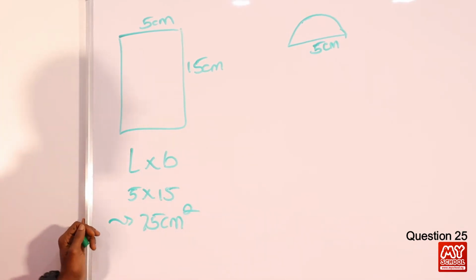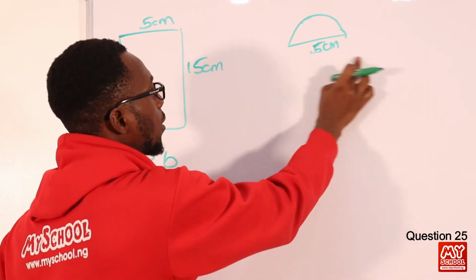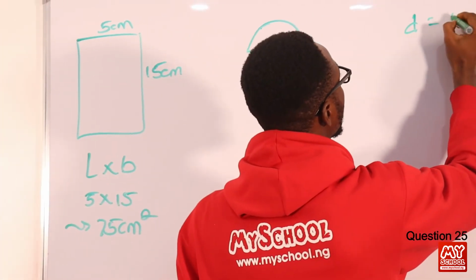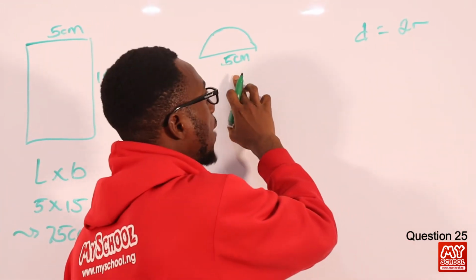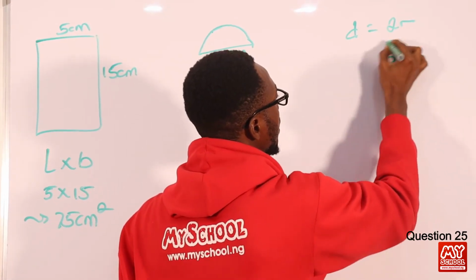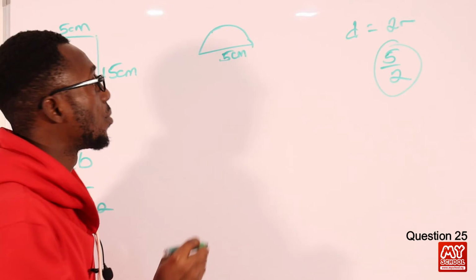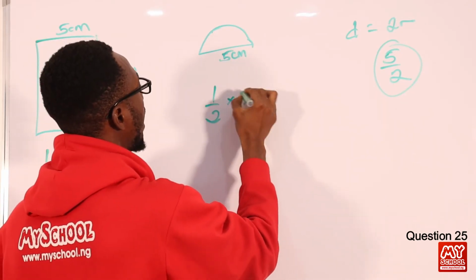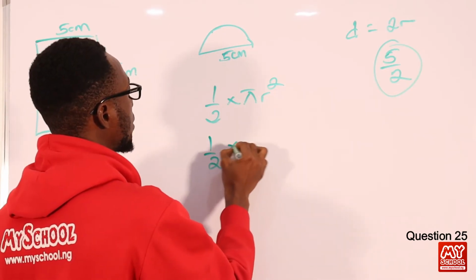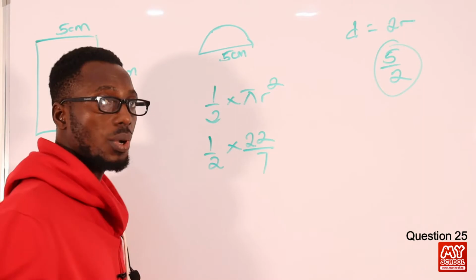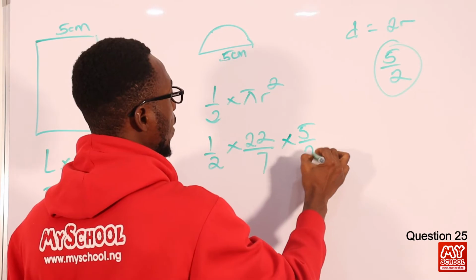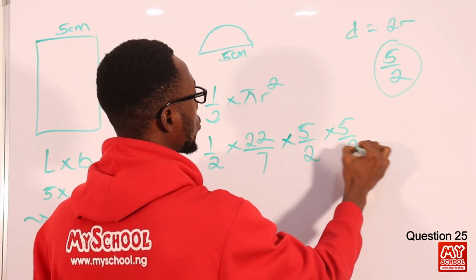All right, so let's come to the semicircle. You can see this entire width represents your diameter, right? I remember that diameter is actually 2r. So if the diameter is 5, that means the radius will be 5 over 2. Isn't it? So the area of a semicircle is actually 1 over 2 times pi r squared. Okay, so I have 1 over 2 times pi, which is given as 22 over 7 from the question. Then I have my r, which is 5 over 2 times 5 over 2.